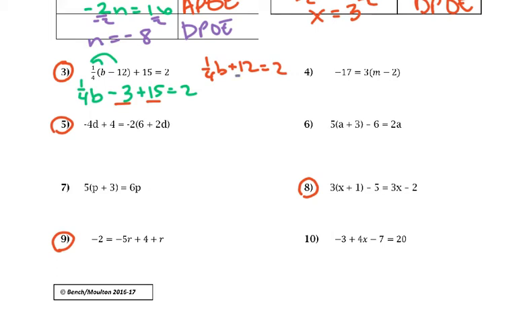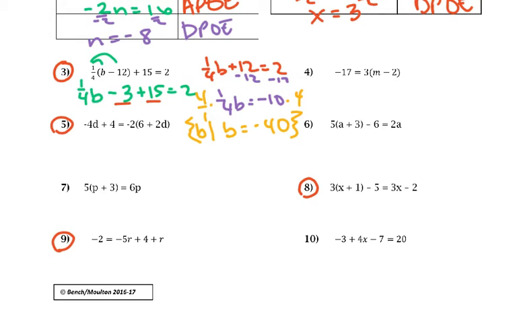Then I'm going to subtract 12 from both sides. So I'm using a subtraction property of equality. 2 minus 12 is -10. And the last thing I'm going to do is multiply by the reciprocal. I'm multiplying both sides by 4. So I'm going to have b is equal to -40. And then people want to know, do I have to write it in set notation? Yeah, let's write it in set notation. We need to practice that.